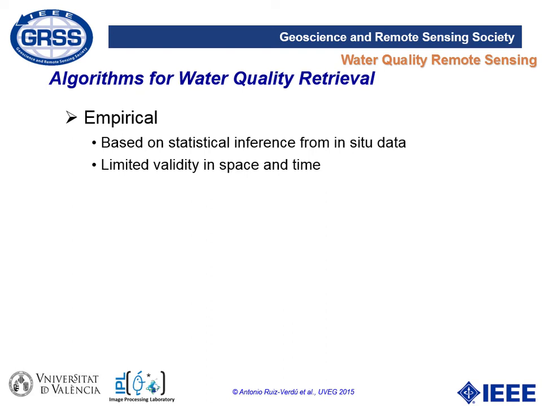These are very useful for studying a given water body if we have the information, but typically are very limited in space and time. That means that if we obtain a given mathematical relation from a lake, with a particular set of optical constituents and optical properties, it would be very difficult to obtain good results in a very different lake with different optical constituents and optical properties.